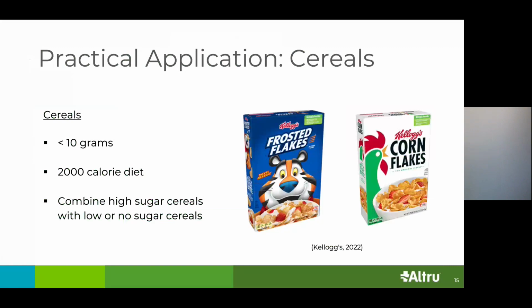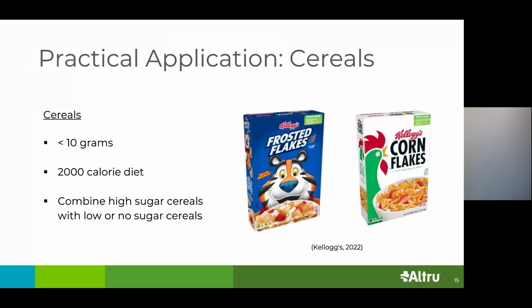So here's some more practical application tips when it comes to cereals. A good rule of thumb is to look for cereals that contain 10 grams or less of added sugars. And this is for individuals following a 2,000 calorie diet.